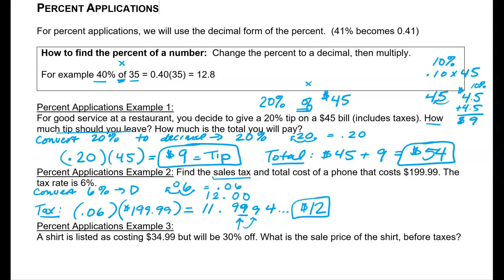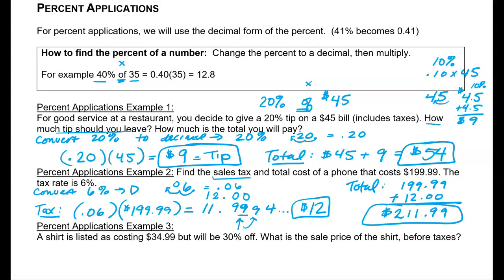And so that answers the first part. And then the total cost is just going to be $199.99, and then we're going to add the $12 of tax. And then we get $211.99 total.